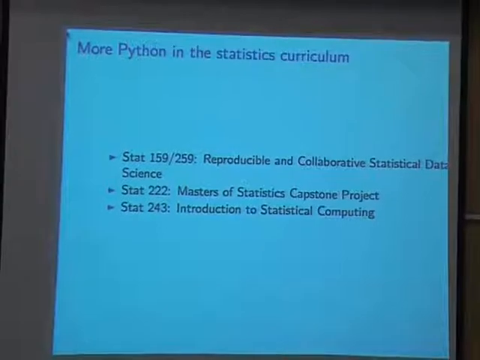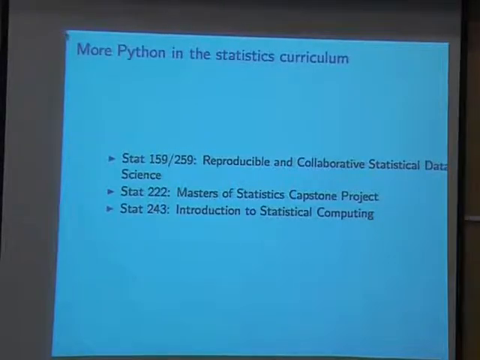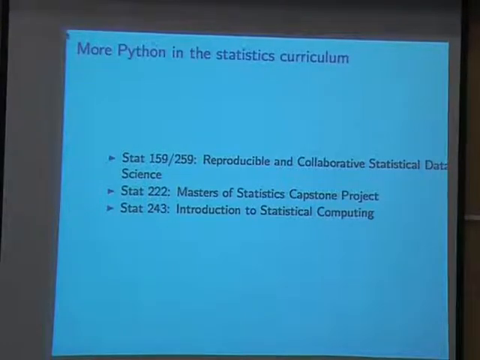There's also a lot more Python in the Berkeley Stats curriculum. These are courses that I'm involved with. So there's a new course that was also this semester on reproducible and collaborative statistical data science. That's a fundamentally Python course, no R at all in it. That also uses Git and Make and a lot of Unix processing, or basic tools. There's two other courses in the graduate.